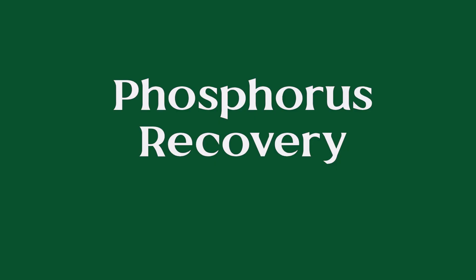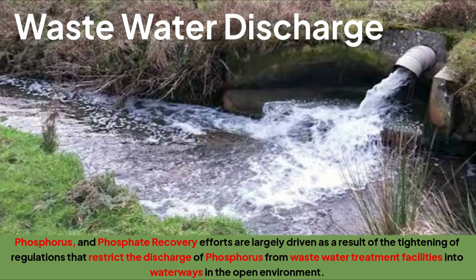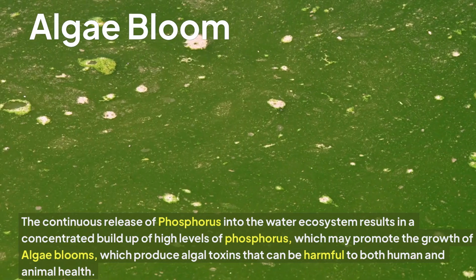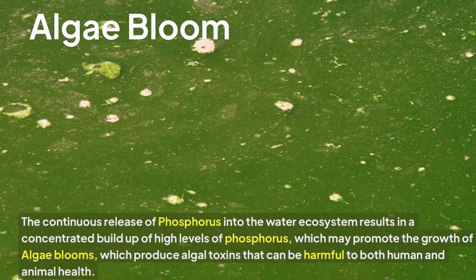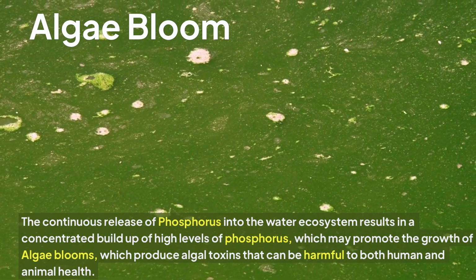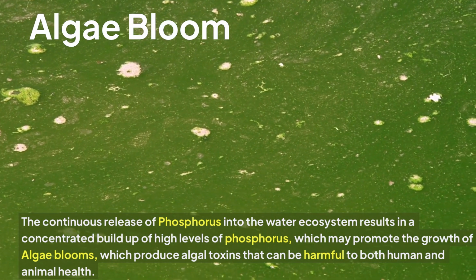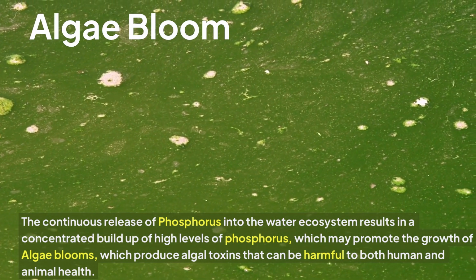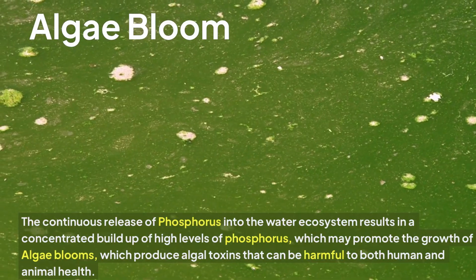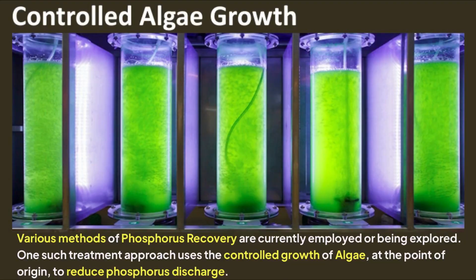Phosphorus recovery. Phosphorus and phosphate recovery efforts are largely driven as a result of the tightening of regulations that restrict the discharge of phosphorus from wastewater treatment facilities into waterways in the open environment. The continuous release of phosphorus into the water ecosystem results in a concentrated buildup of high levels of phosphorus, which may promote the growth of algae blooms, which produce algal toxins that can be harmful to both human and animal health.